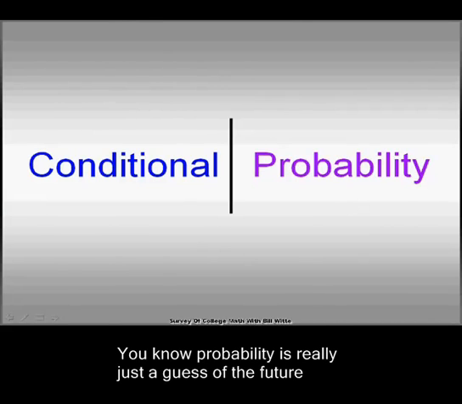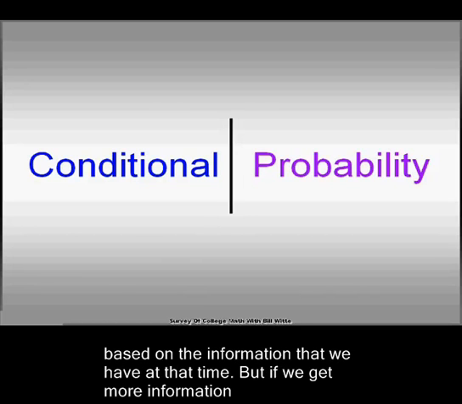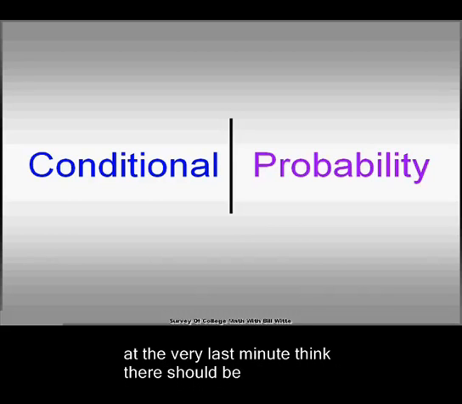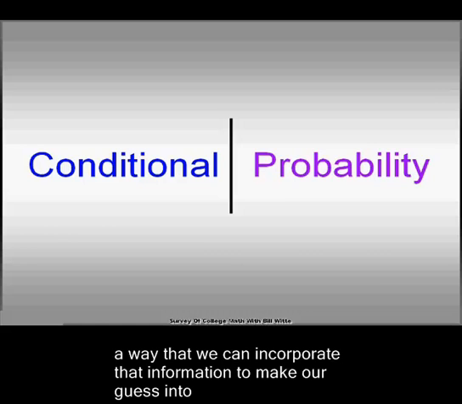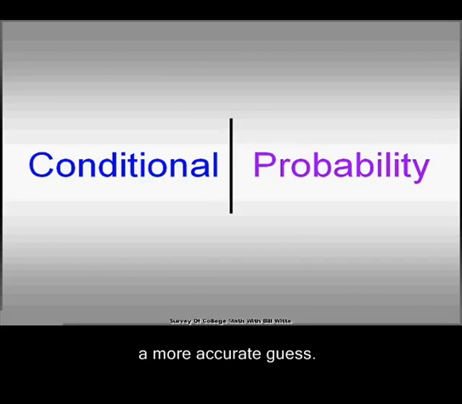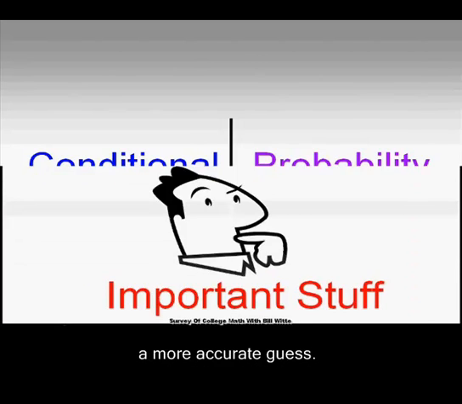You know, probability is really just a guess of the future based on the information that we have at that time. But if we get more information at the very last minute, think about it, there should be a way that we can incorporate that information to make our guess a more accurate guess. And that's what we're going to cover today, conditional probability.